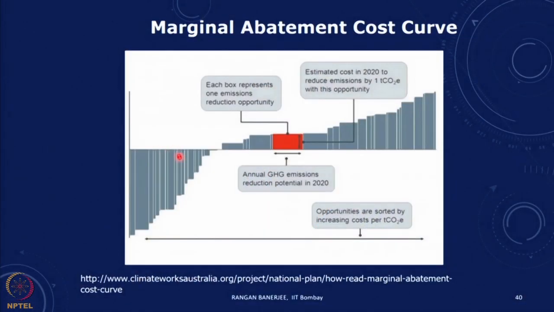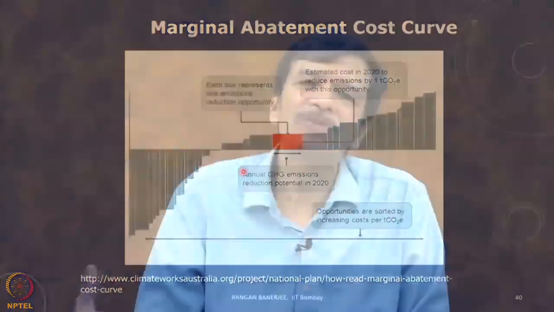Now you will find that there are some options which are negative in terms of cost, and that is because even if you do not consider the CO2 savings, they are cost effective. These are energy efficiency options mostly. So the idea is that overall, if we want a fixed amount of CO2 savings that we target, we should go in this order and look at all these options. We will do an example where we will see how to calculate.